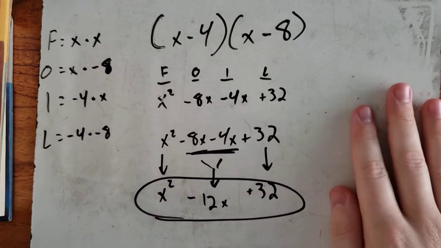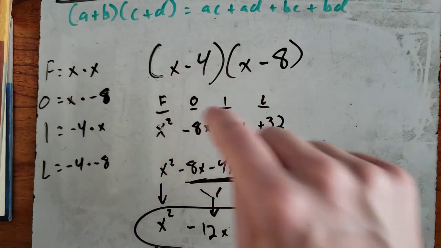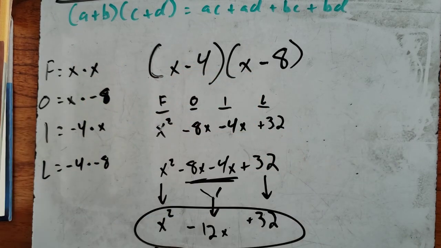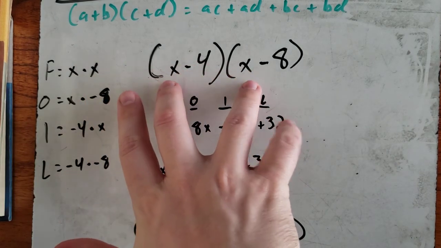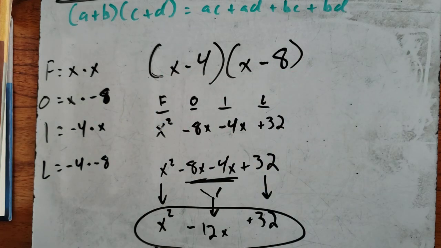So those are some simple examples, okay? Same process. First, outer, inner, last. That's what we're doing: these two, these two, these two, these two. Next video we'll have some more things added to it.